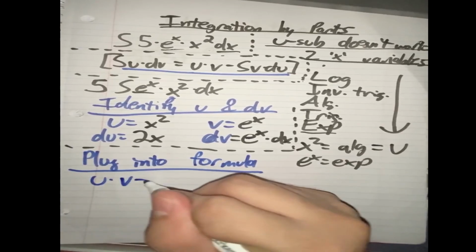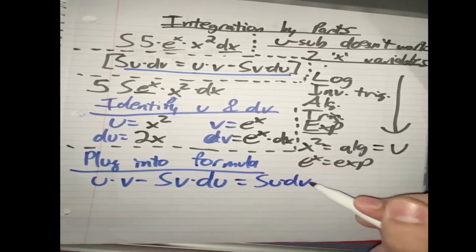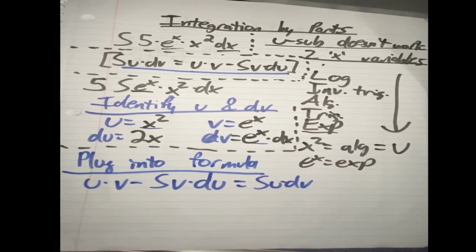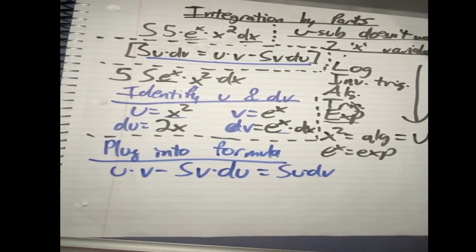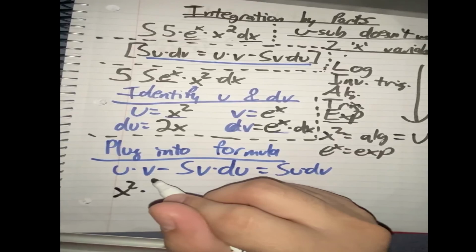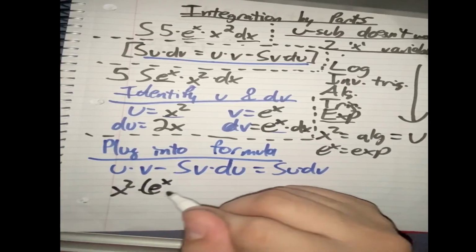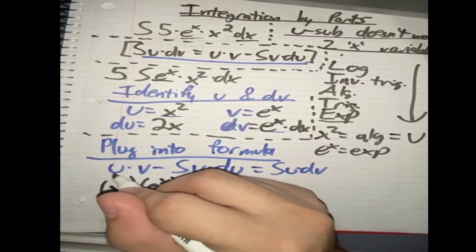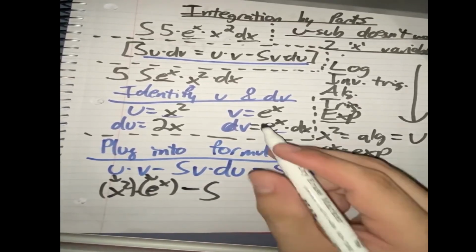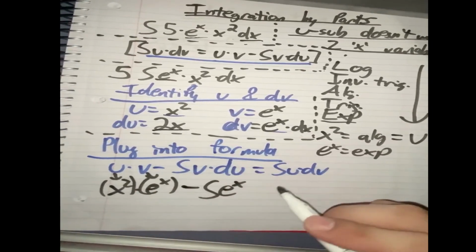Our formula is u times v minus the integral of v times du is equal to the integral of u times dv. We have our u and our dv, which is our function. We just need to plug in respectively v, u, and du. So our u is x squared, our v is e to the x, and I put parentheses around them so you can visualize what's being plugged in where, minus the integral of v. Our v is e to the x, and our du is 2x.